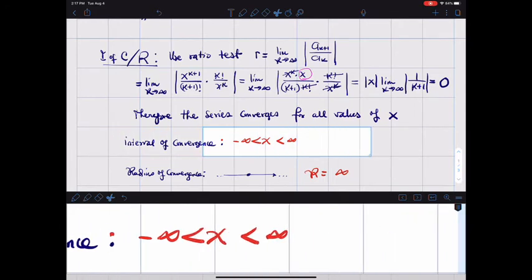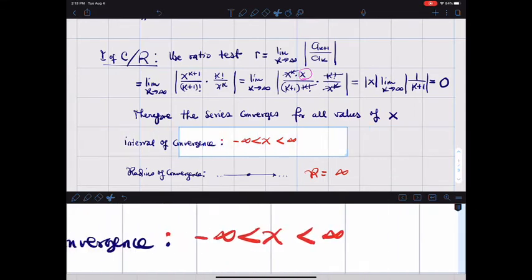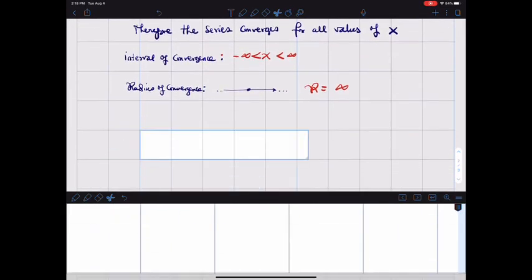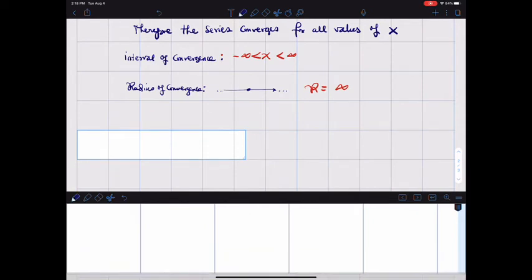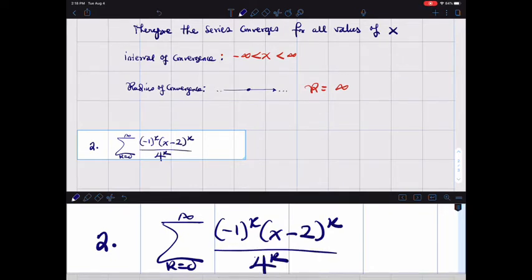The interval of convergence, since it doesn't depend on x, for all values of x, is x goes from negative infinity to infinity, and the radius of convergence is infinity. So let's try a second example, number 2. How about the sum from k equals 0 to infinity of negative 1 to the power of k, x minus 2 to the power of k over 4 to the power of k.